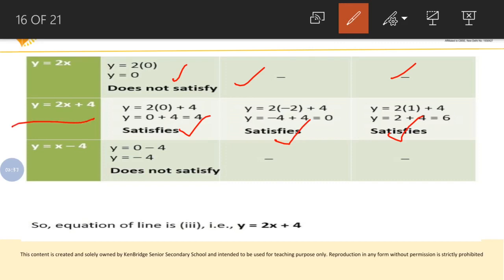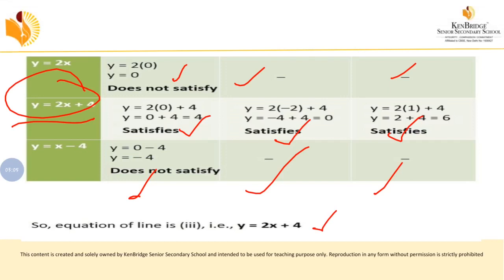So let's move on to the next choice, that is y is equal to x minus 4. Let's check whether it is satisfied or not. That is also not satisfied by the 3 points. So which will be the equation of the line? Which equation satisfied all 3 points that we have plotted on the graph? That will be the equation of the given graph. So y is equal to 2x plus 4 will be the equation of the line. Okay, in this way you have to check questions based on this. So let's move on to the next one.